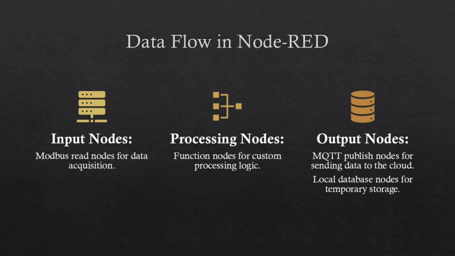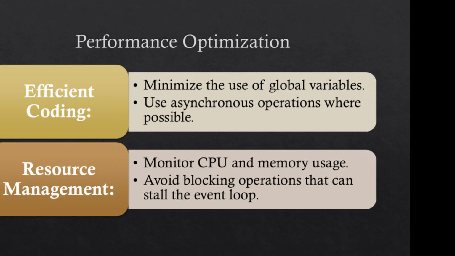Processing nodes: function nodes allow us to apply custom processing logic, such as filtering, normalization, and initial analysis. Output nodes: processed data is then directed to MQTT publish nodes for transmission to the cloud and to local database nodes for temporary storage. This modular approach enables us to efficiently manage data processing tasks and adapt to changing requirements. Optimizing performance on the edge device is essential due to resource constraints.